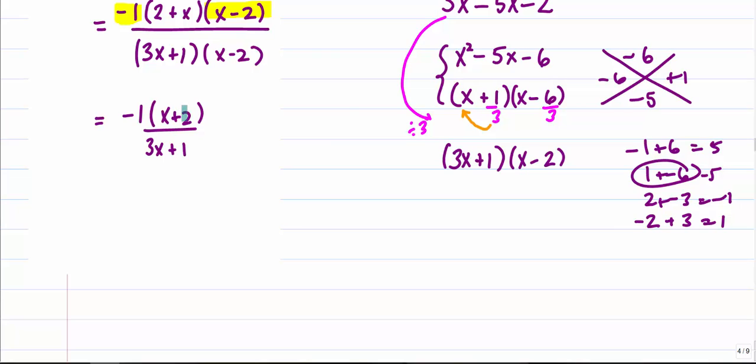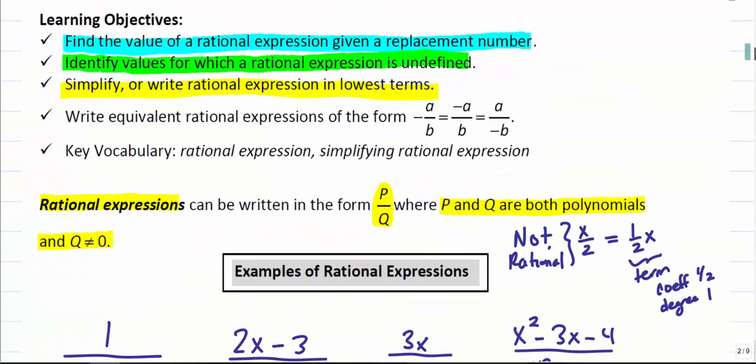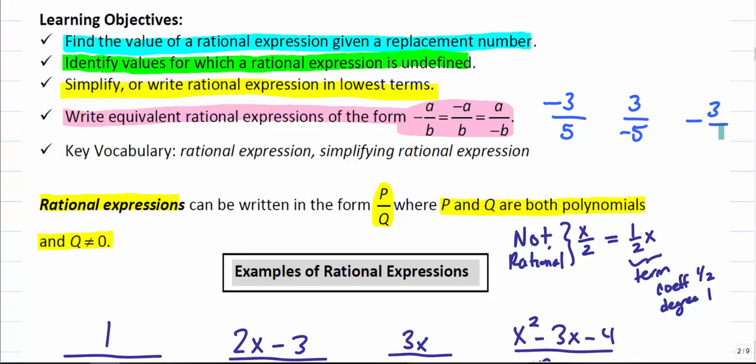And so now I'm going to talk about the last objective in this section. So take a right with me here. Nope, too far. And that is this last objective that says write an equivalent rational expression in the form negative a over b, which is the same as negative a over b, which is the same as a over negative b. Meaning, when you divide a negative by a positive, or a positive by a negative, you are going to get a negative.